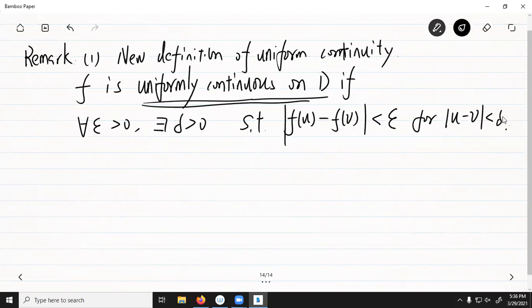They take a specific delta such that this would be less than epsilon. Then we say, okay, it's uniformly continuous. So you can say that this epsilon has nothing to do with the positions. We just need u and v inside the domain, close to each other. How close? Less than delta. So this delta has nothing to do with the positions, but only depends on the choice of epsilon.